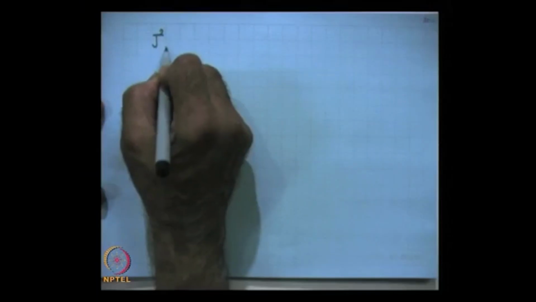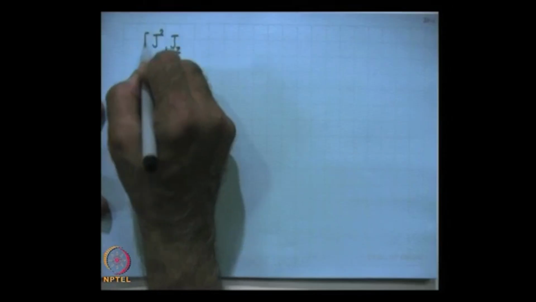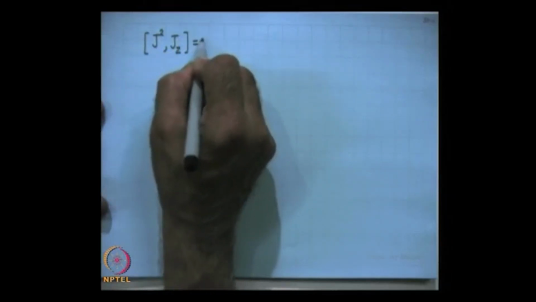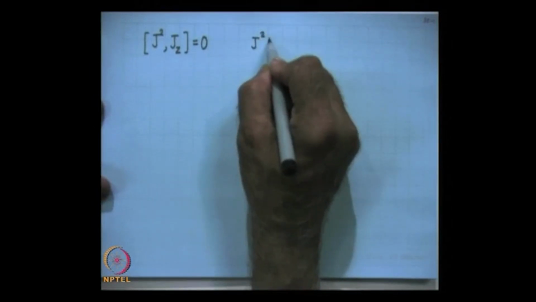In our last lecture we were discussing the operator algebra involving the angular momentum operators. We will continue our discussions on that. We first said that the operators J square and the z component of the angular momentum, J z, commute with each other, and since they commute and since they are observables, we can have a set of simultaneous eigenvectors of the operators J square and J z.